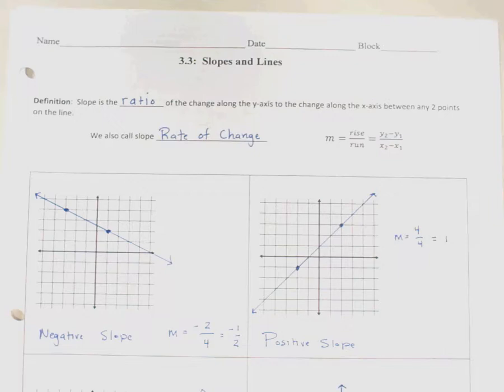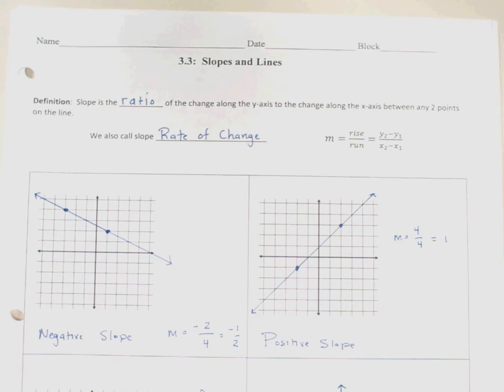Chapter 3, Lesson 3 reviews the slopes of lines, and then we look at relationships between the slopes of parallel and perpendicular lines. Slope is the ratio of the change along the y-axis to the change along the x-axis between any two points on the line. We also call slope the rate of change.